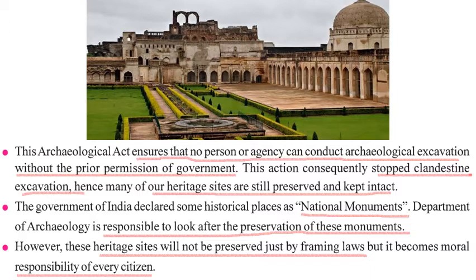However, these heritage sites will not be preserved just by framing laws. It is the responsibility of you and me. If the government keeps cleaning it and we go and write our lovers' names on these sites, then of course they are not going to be there for the next 100 or 200 years. They will be destroyed.